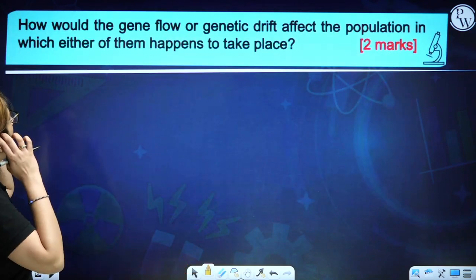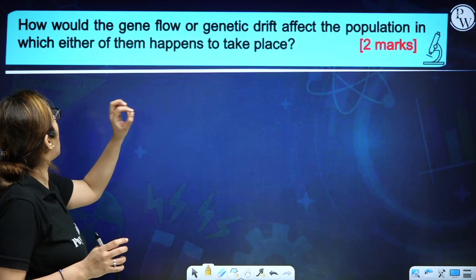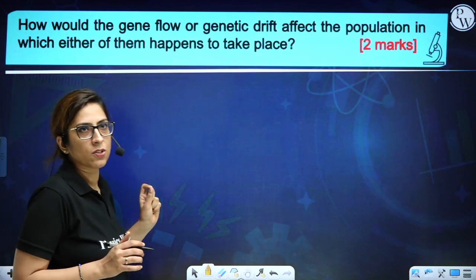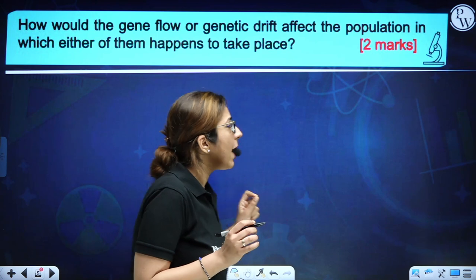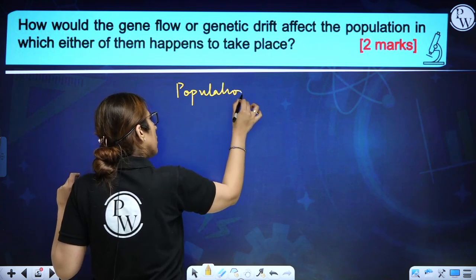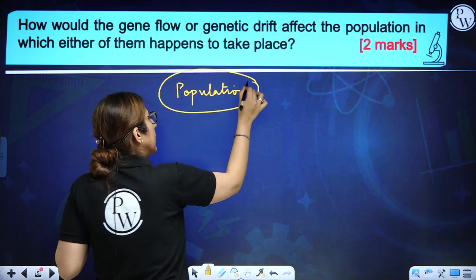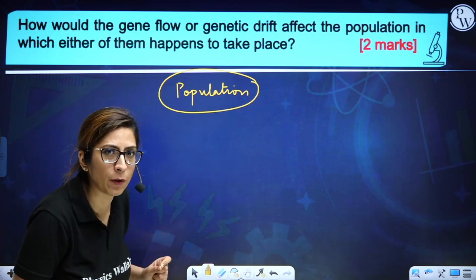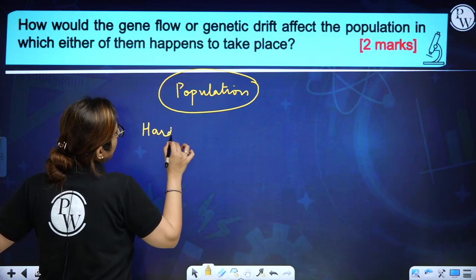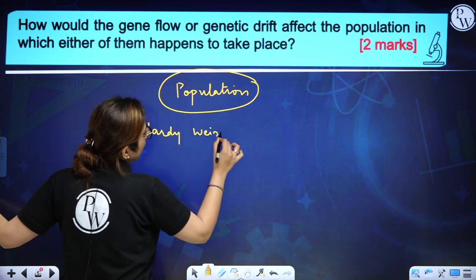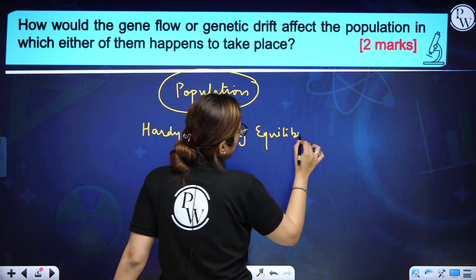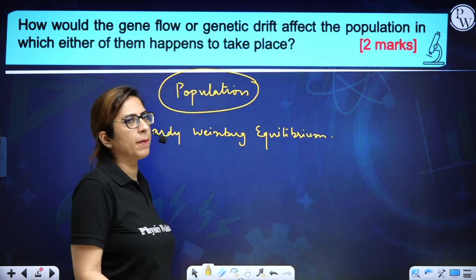Now moving on to the next: how would gene flow or genetic drift affect the population in which either of them happens to take place? Now listen very carefully. Whenever we are talking about any population, they tend to remain in one kind of equilibrium, which is termed as Hardy-Weinberg equilibrium. Every population tends to remain in Hardy-Weinberg equilibrium.